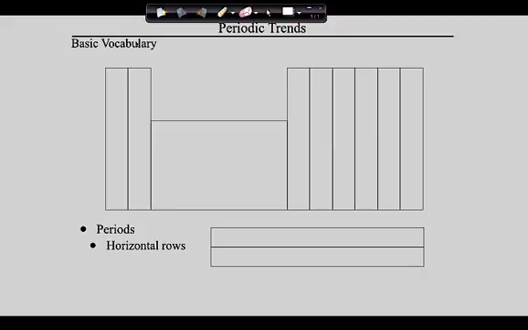Now let's see what you learned from the last unit. How many periods are on the periodic table? There's 7, and what do they relate to? The energy levels, right? So there's 7 periods, 7 energy levels. They're the horizontal rows. Is that okay? Okay, now guys, we've got the vertical columns, and these are called groups. The groups are the vertical columns on the periodic table.